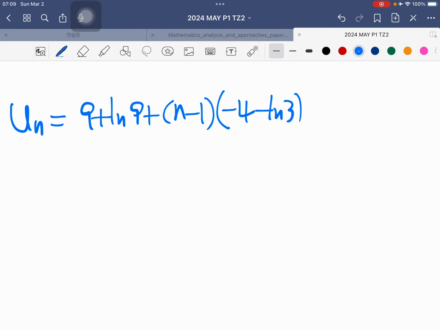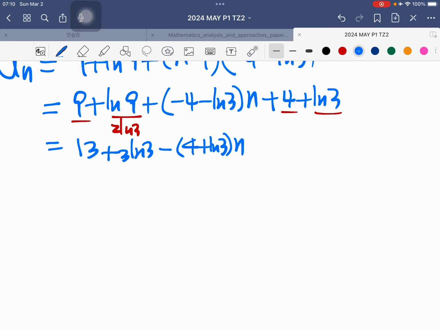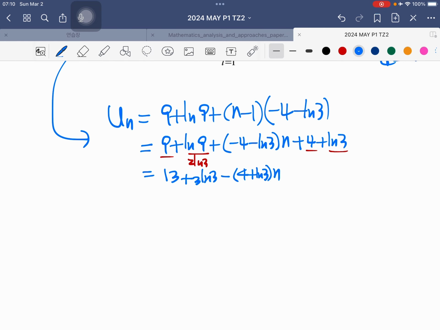Simplifying this, 9 and 4 together make 13 over here. This one is 2 ln 3, this is ln 3, so it will give us plus 3 ln 3. Then minus 4 plus ln 3 times n. So this is the general term, right?